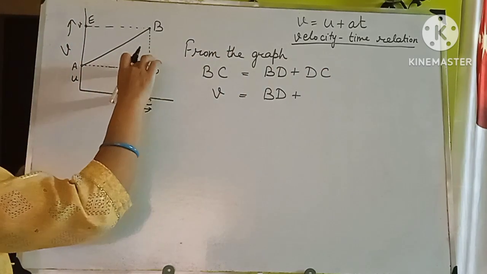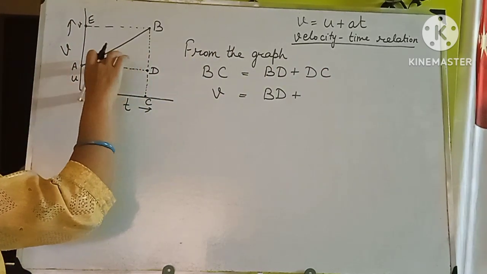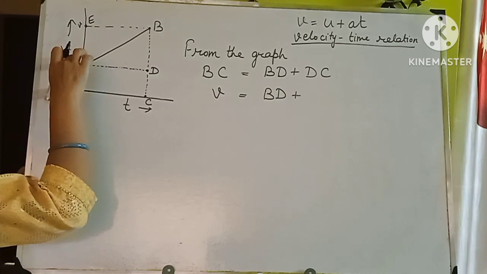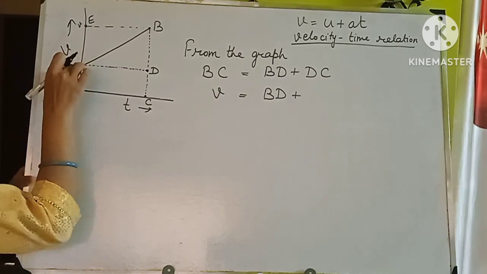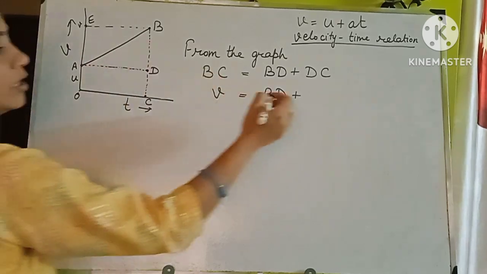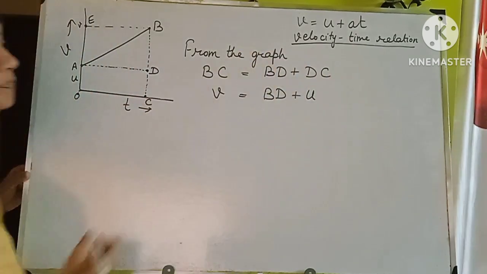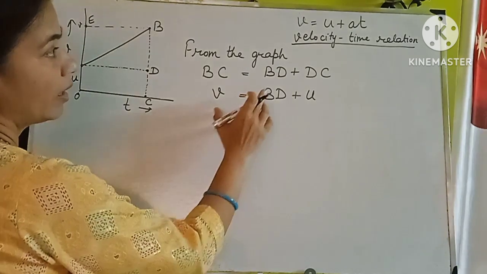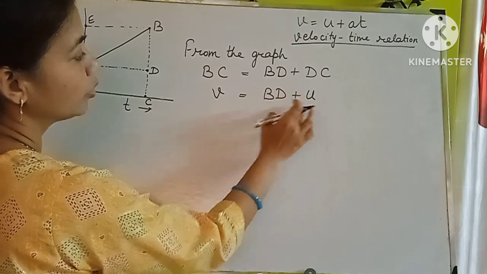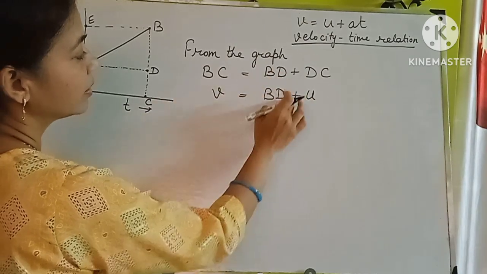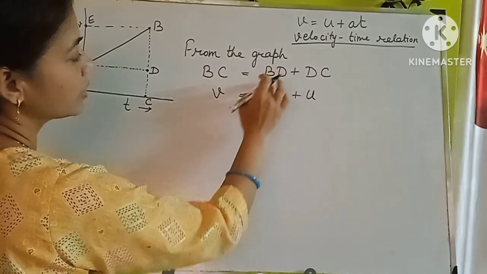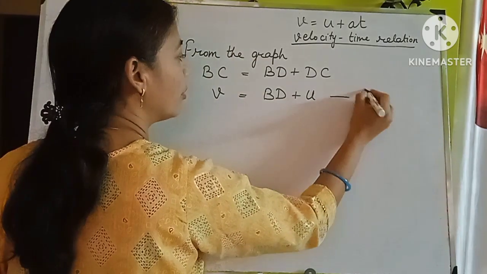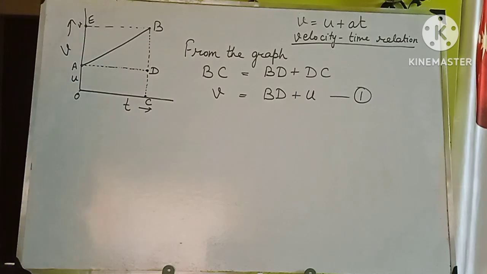What about DC? If I take this DC, it is actually equal to AO, where O is the initial point, which is your initial velocity. Your body started with this much, so U. Now we see V is equal to U plus BD, and only this BD part we have to substitute with something. So let this be equation number 1.